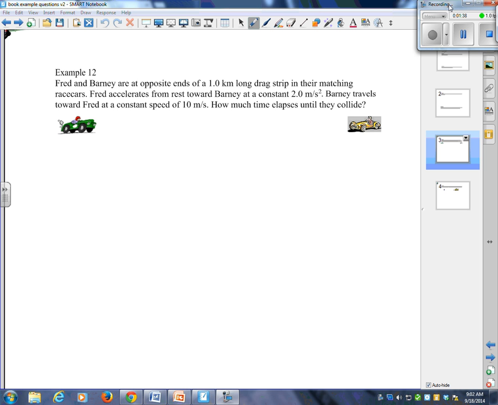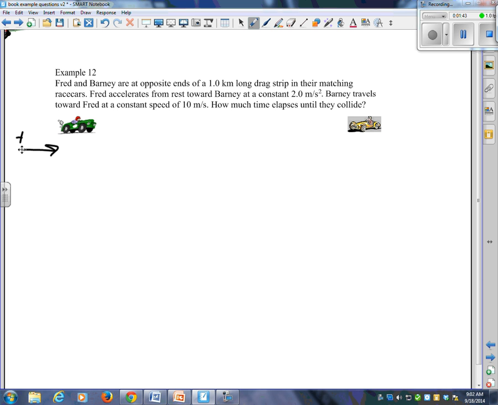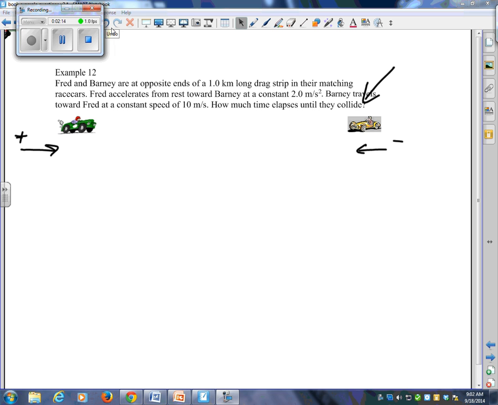So we have to do some setup here. First of all, let's agree that to the right is positive displacement and to the left is negative displacement, right? You probably don't even need to write that down, but just a little reminder. Now the trick is, how much time elapses until they collide? How do we know when they collide, from a physics numerical variable standpoint? When the what is equal to what?